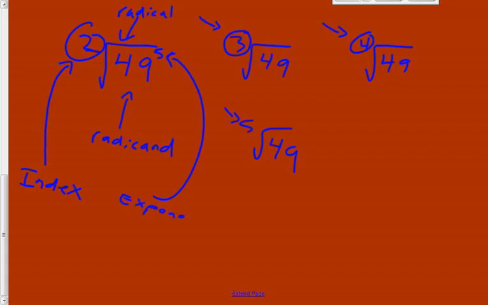So there are 4 terms that I need you to know. The biggest one, I suppose, is this one, which you haven't been introduced to before. That number in the top left is called the index. So we have the index, the radical, the radicand, and then the exponent. Those terms I want you to know.